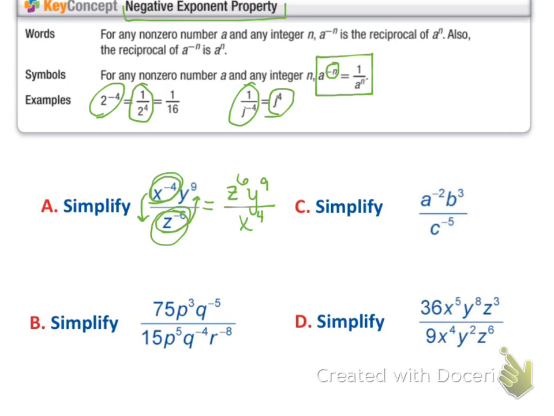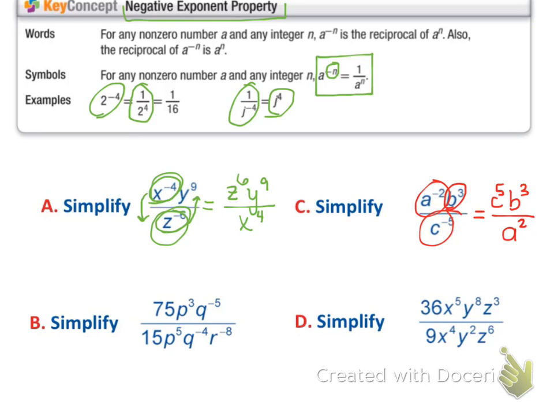Let's try another one. A to the negative 2, b cubed, c to the negative 5. The b cubed will stay where it is. Anything with a negative is going to switch. So the a will move to the bottom with the positive, and the c will move to the top with the positive. Let's try combining some of these skills.